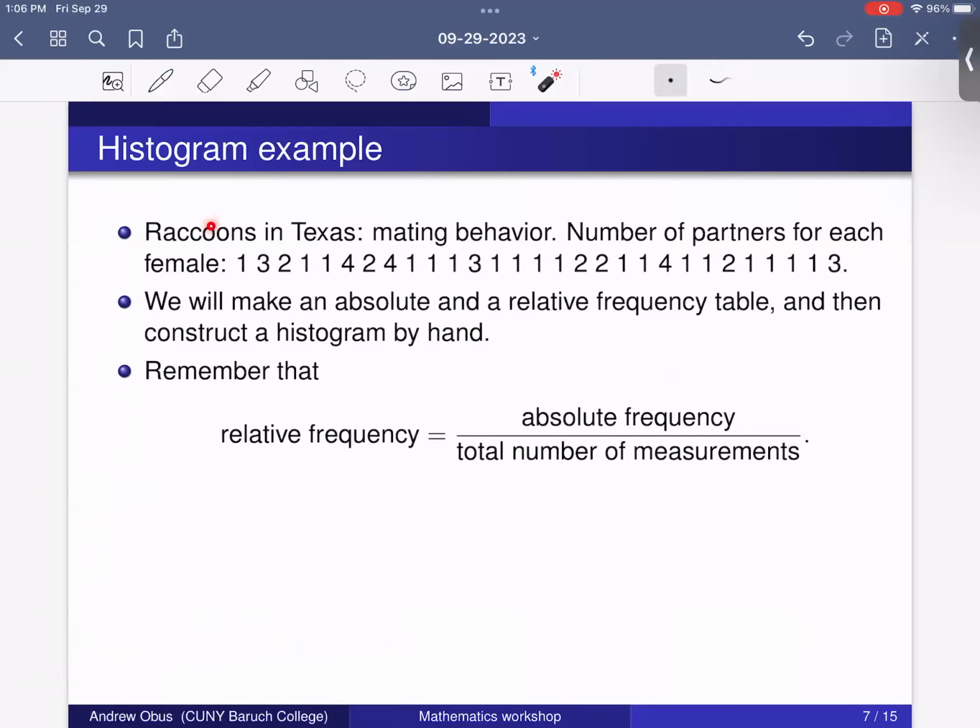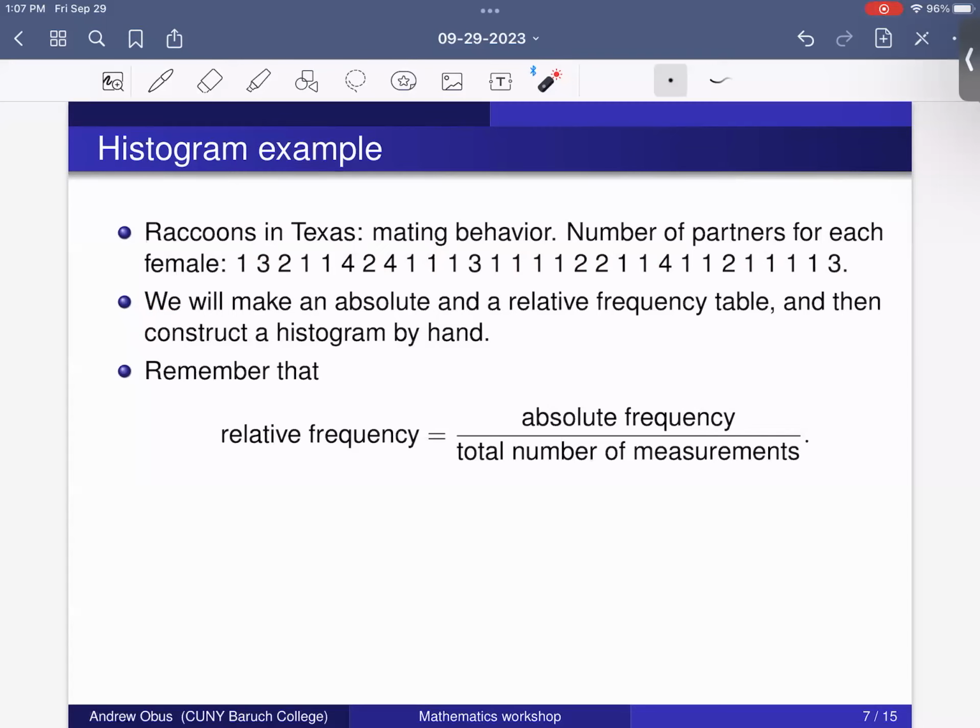A bunch of raccoons were observed in Texas. They were observed for a summer for their mating behavior, and they observed a number of female raccoons. And these are the data for how many male raccoons each female raccoon mated with. So what we're going to do is make an absolute frequency table and a relative frequency table. The data is simple enough that we're going to be able to construct the histogram by hand. So we'll do this one by hand, and then later we'll use computer programs to do it instead.